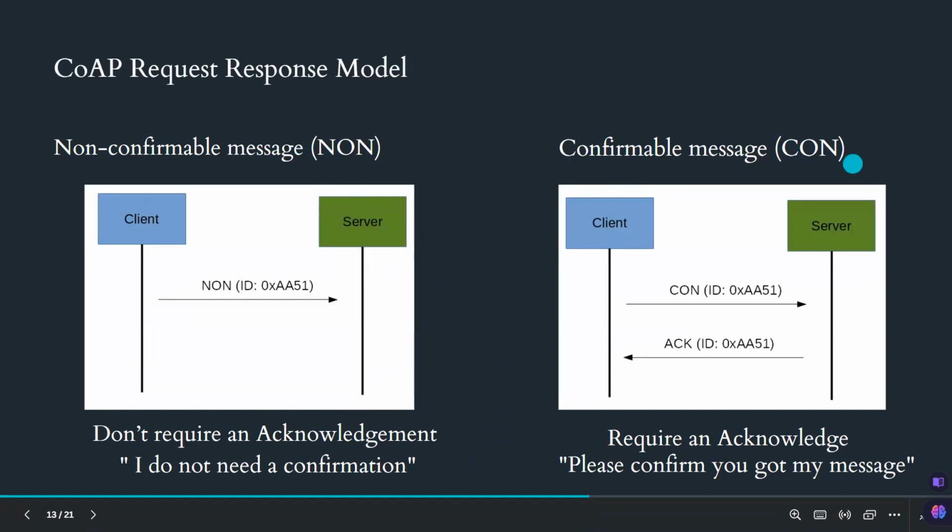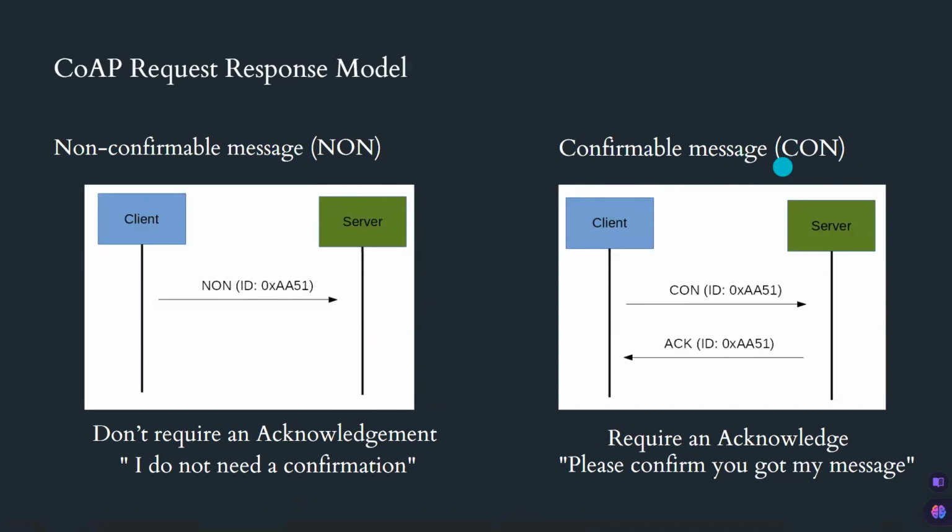And if we want some confirmation, we have to define that message as a CON message type, right? If we want to receive some acknowledgement from the server, then we define that communication as a CON message type. If we define it like that, we can obtain acknowledgement back from the server. So the client will transmit some data to the server.